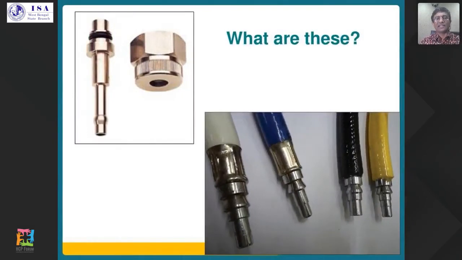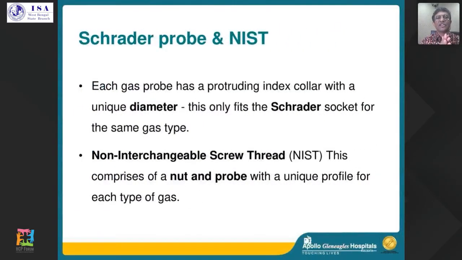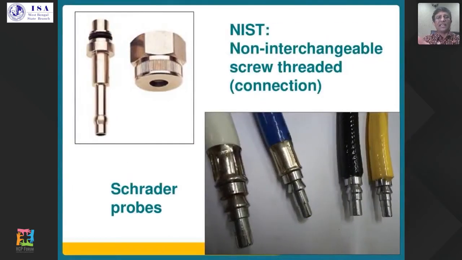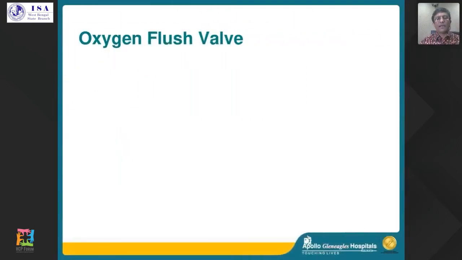You also have things like this, and they are nothing but the Schrader probes, which again have an index collar with a unique diameter, which only gets into the socket for the same gas type. And you have the non-interchangeable screw threads, which comprise a nut and probe with a unique profile for each gas. And this is again what it looks like. I think the Schrader probes sometimes look pretty much similar to the quick couplers.